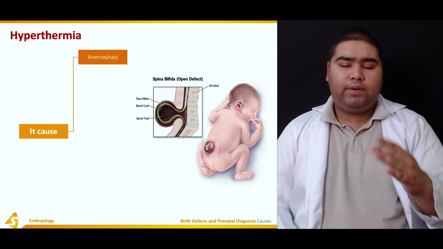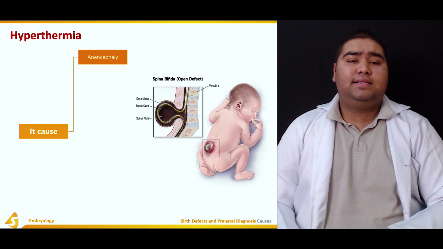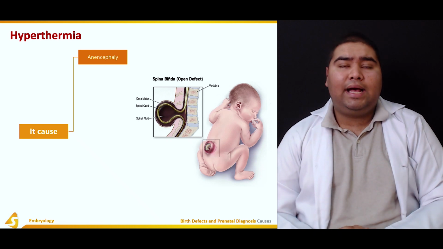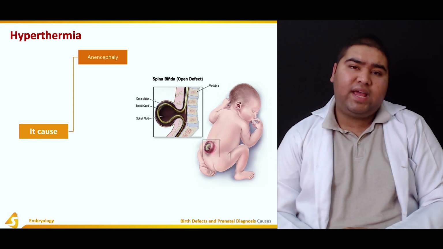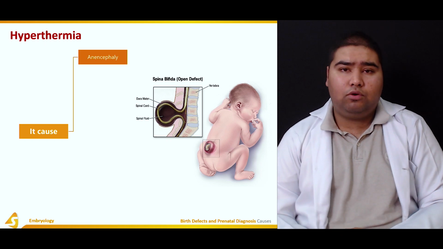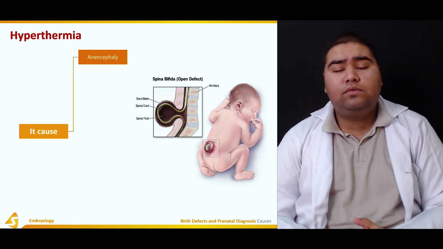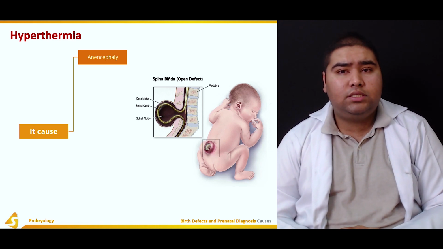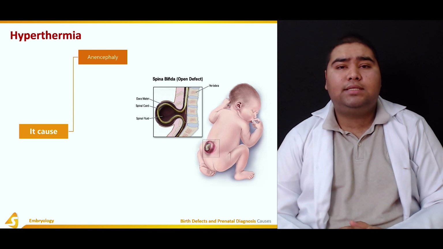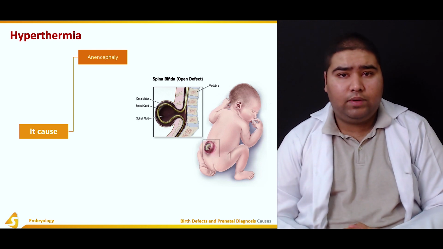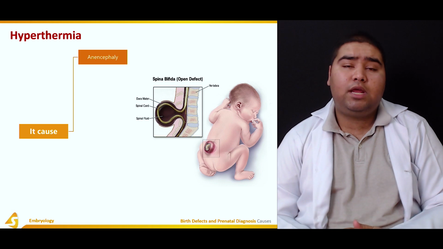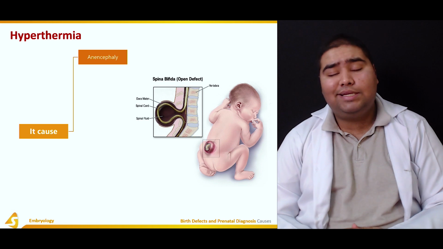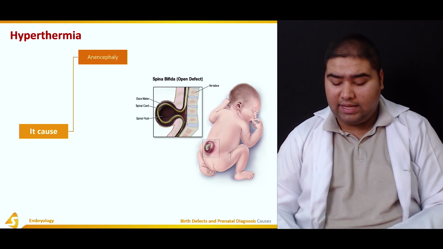So let's talk about various other defects that can occur as a result of hyperthermia. First of all, we have anencephaly. Anencephaly occurs due to failure of closure of the anterior neuropore. As a result of this failure, the cranial vault does not develop. The brain matter is now exposed to the amniotic fluid. The exposed brain matter begins to disintegrate, and this condition is not compatible with life.